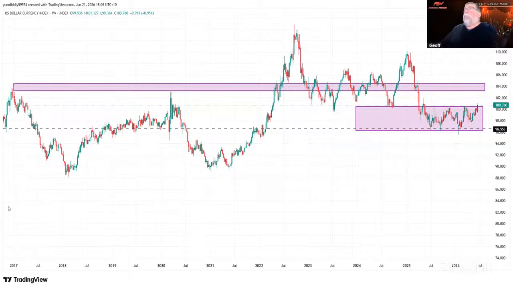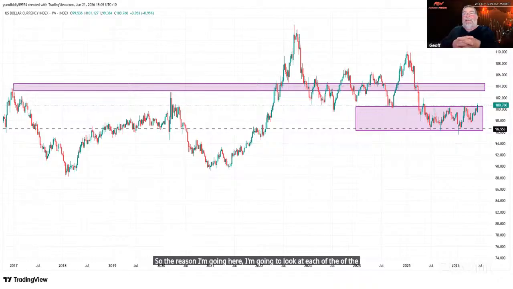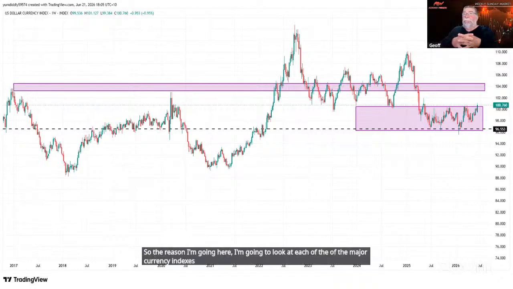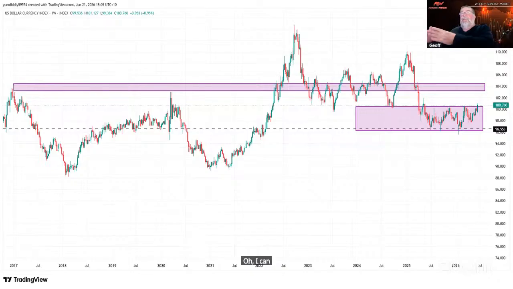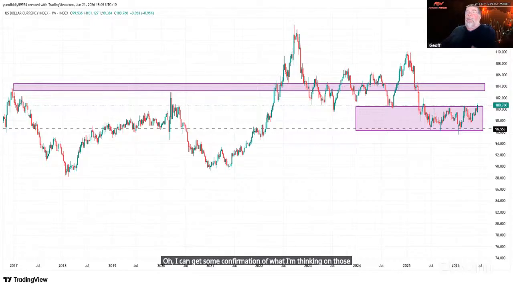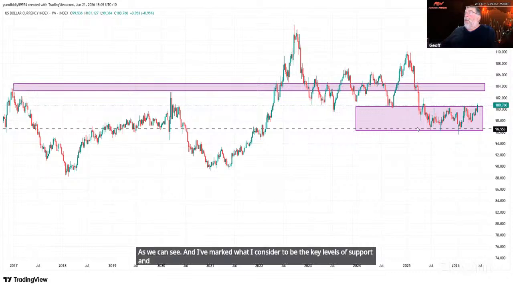Okay, so the reason I'm going here, I'm going to look at each of the major currency indexes to see if I can get some confirmation of what I'm thinking on those biases that I've already noticed, to be able to find a trade. This is the US dollar index. As we can see, and I've marked what I consider to be the key levels of support and resistance here. We've been in a box for some time on this pair. That's not unusual.